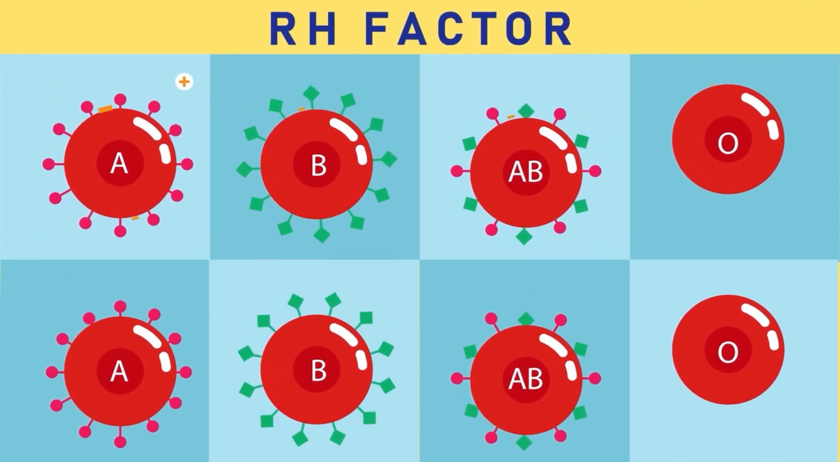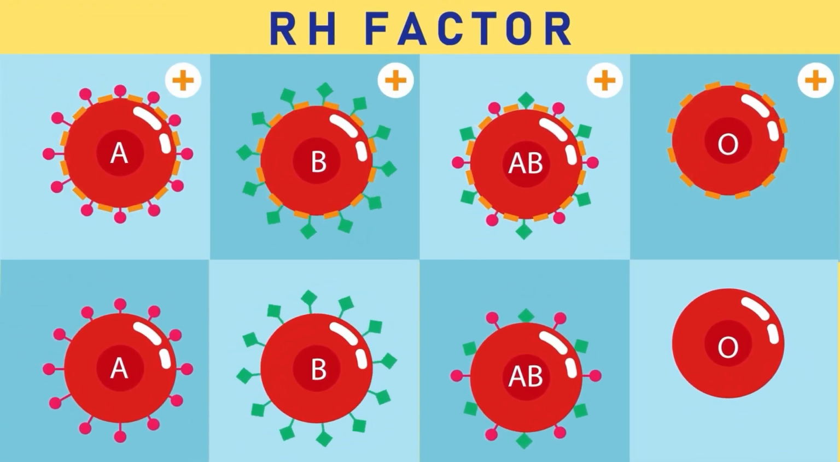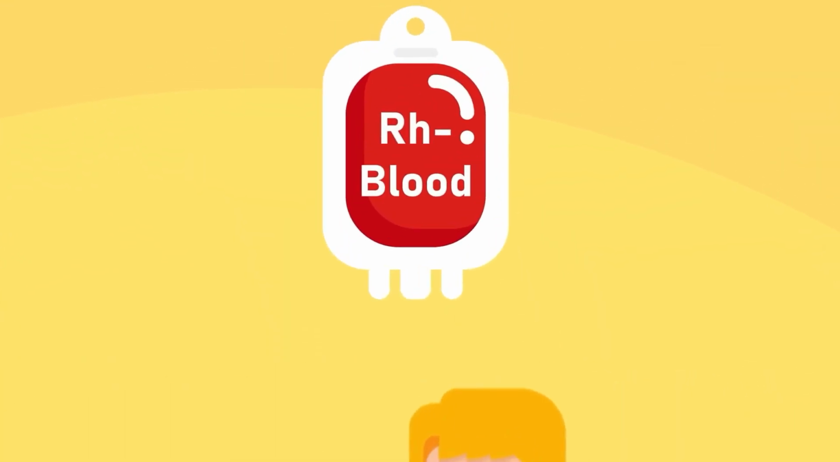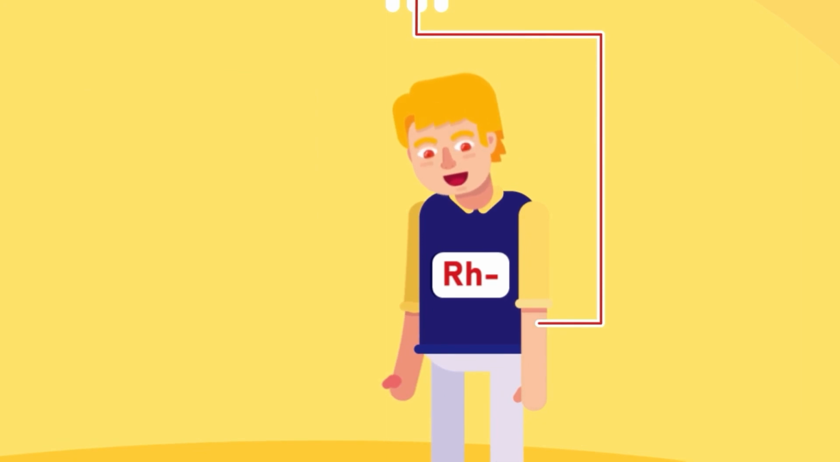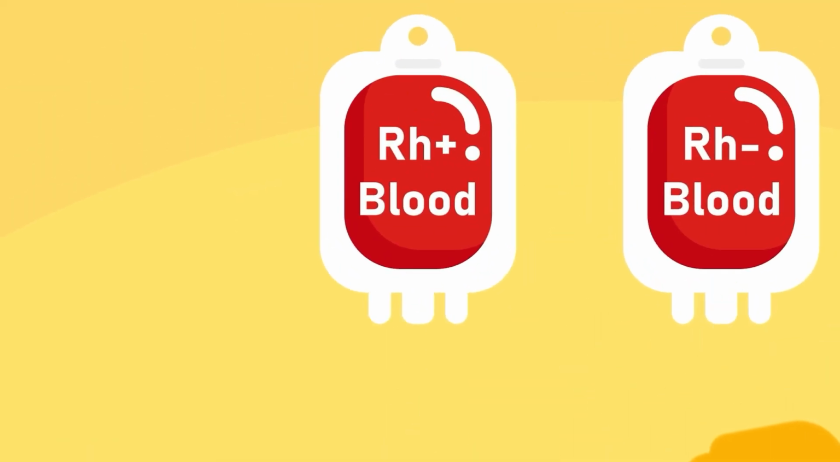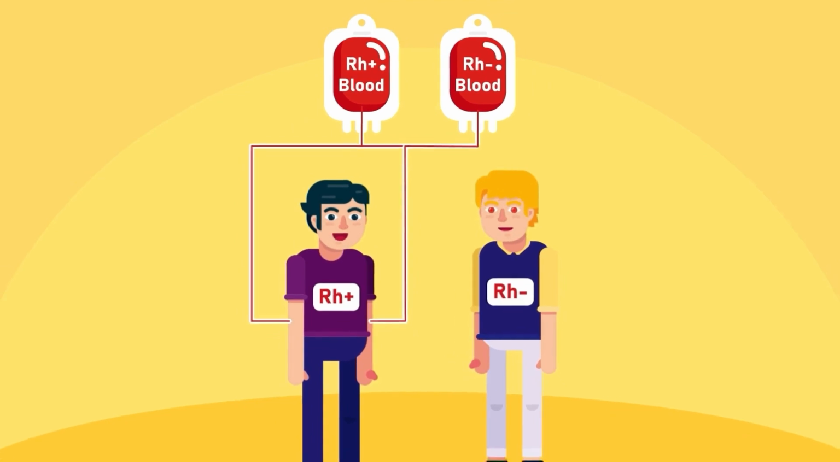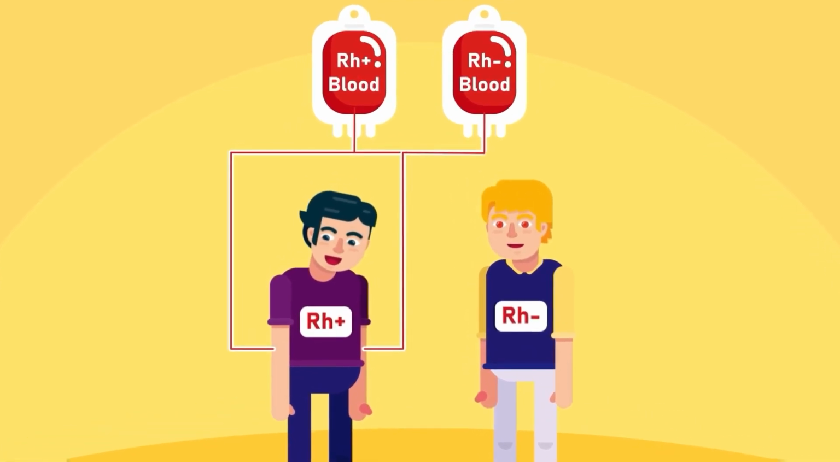Now, the next thing to know about is an interesting factor known as the Rh factor, which can be either present (positive) or absent (negative). In general, Rh negative blood is given to Rh negative patients, and Rh positive blood or Rh negative blood may be given to Rh positive patients.